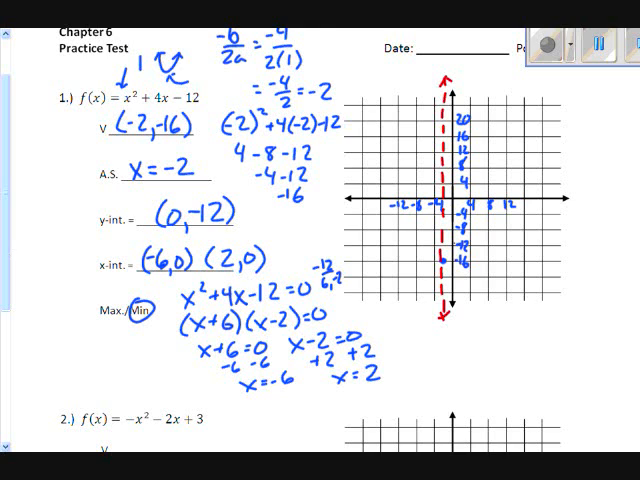The y-intercept is 0, negative 12, which is right here. I can reflect that point, which would put another one right over here on the other side. Boy, that point got a little out of control, didn't it? There we go. Again, reflect that point.